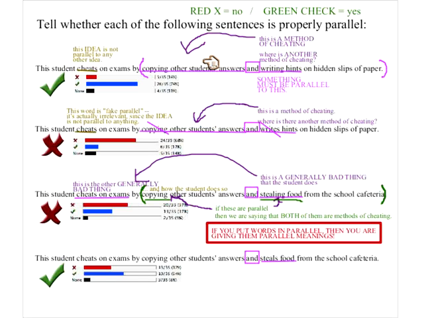To the poster in the text box, the correct version of the third one is the fourth one. So we're going to get there. This is exactly what we want to do here. These are parallel and these are supposed to be parallel. These are both ways of doing that. The student cheats on exams by doing this and doing that.